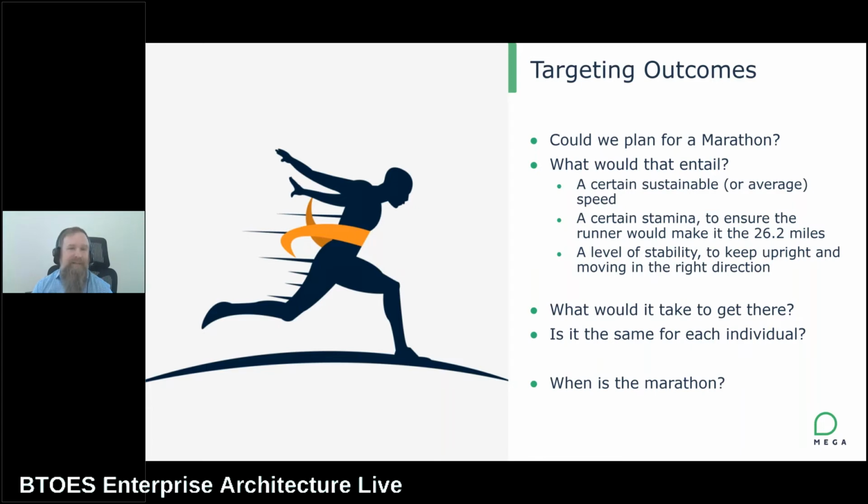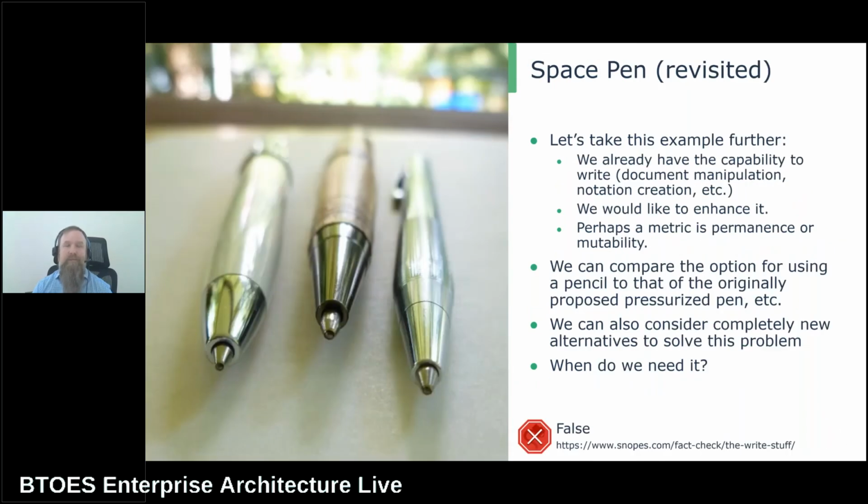I could then take that detail and walk it backwards. So what would I need then? Certain training, certain diet, certain equipment, maybe different shoes or what have you, in order to participate in the marathon to either complete it or win it. Well, we can take the same approach when we look to architecture. When we plan for achieving a certain measurable outcome, then we can have a different dialogue about how we get there and what people, process, and technology would be required.